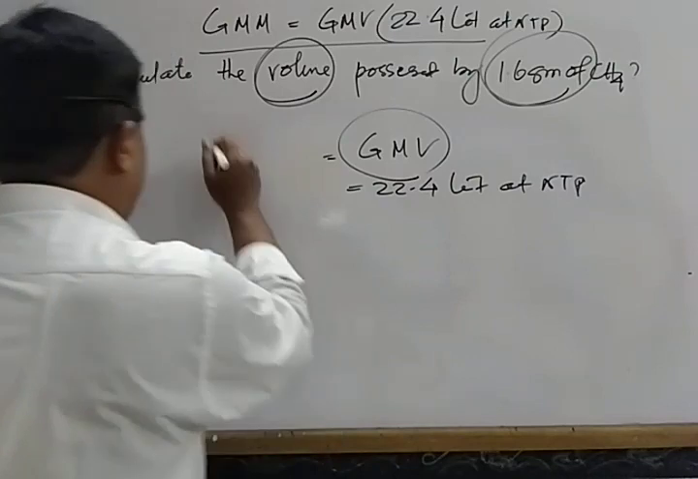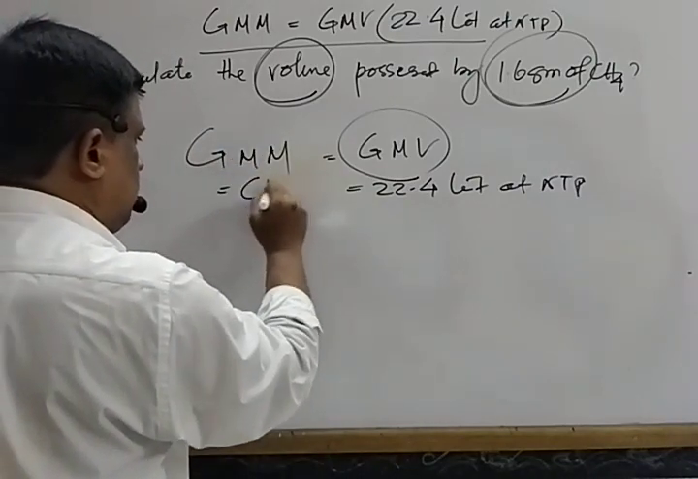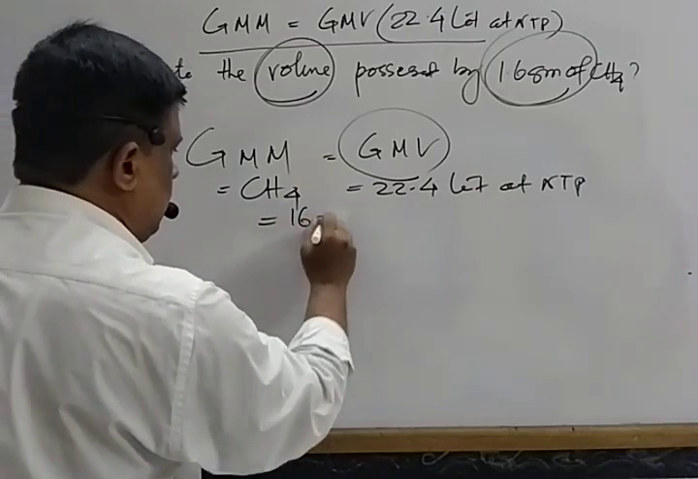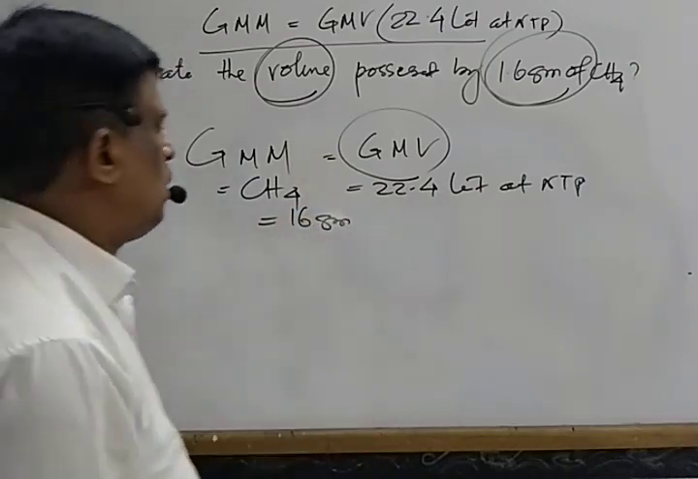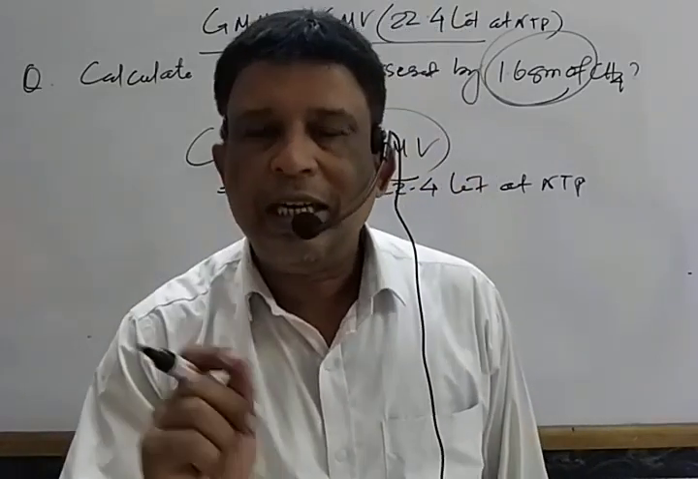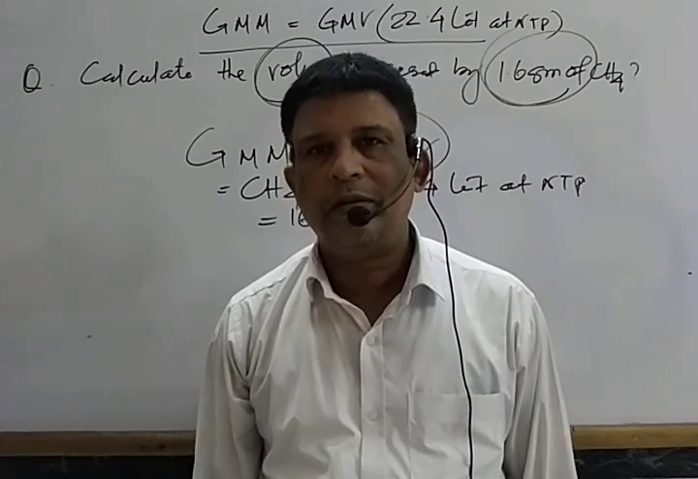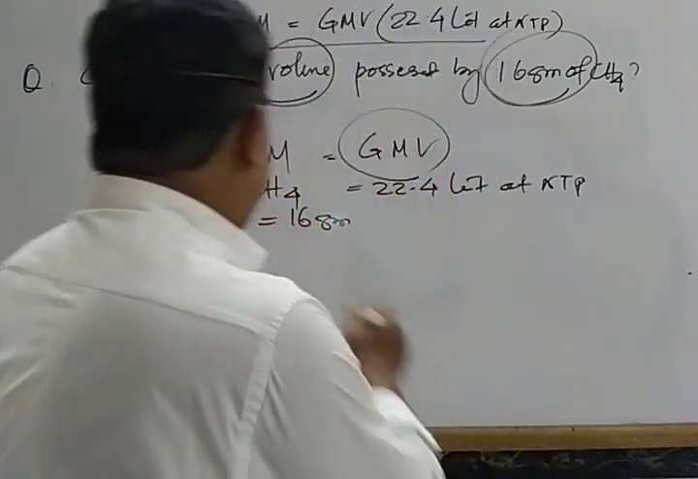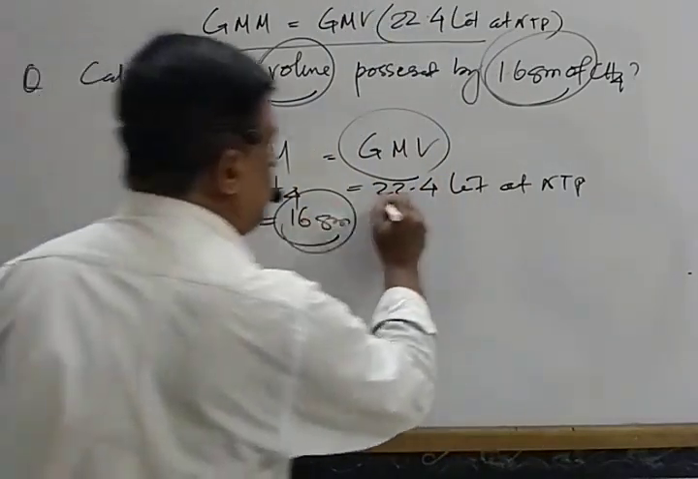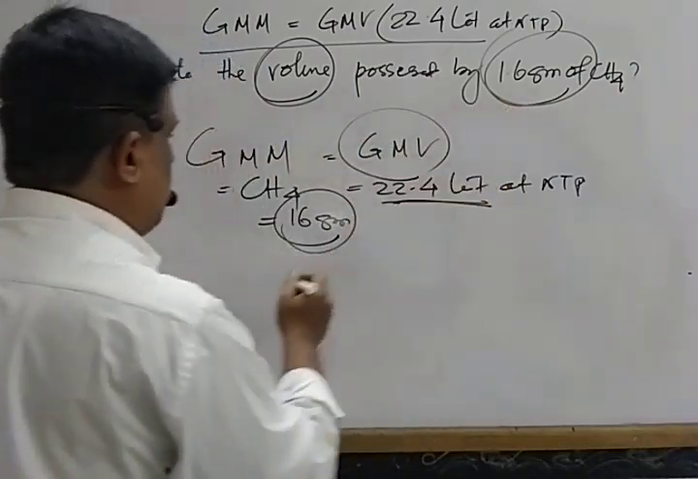1.6 gram. Gram means GMM for CH4. That means 16 gram. This is the relationship. That means the volume possessed by 16 gram of methane molecule is 22.4 liter. So come to the question. If the volume of 16 gram is this much liter, what is the question? What is the volume possessed by 1.6 gram?